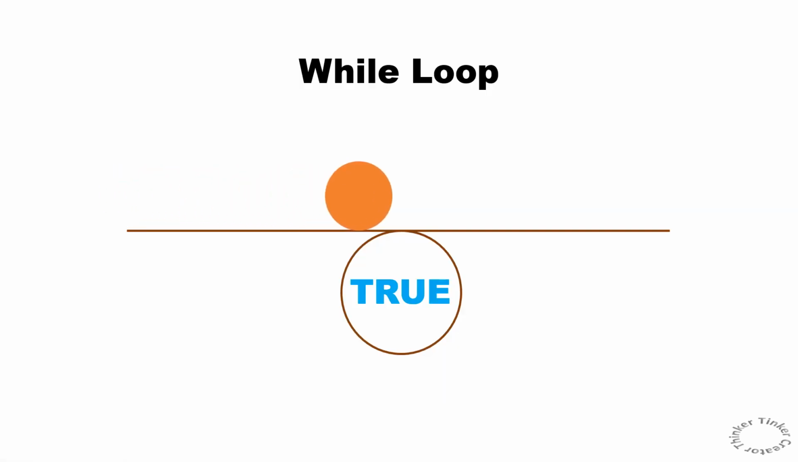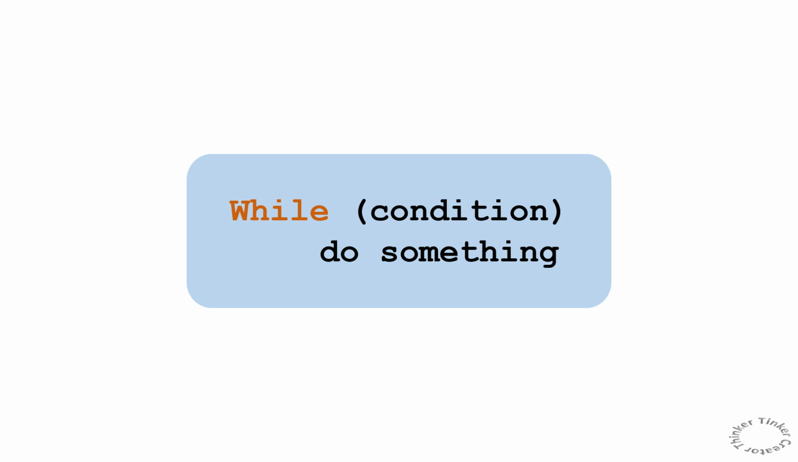The while loop repeats action while the condition is true. When the condition is no longer true, the loop ends. In general, the while loop statement looks like this.